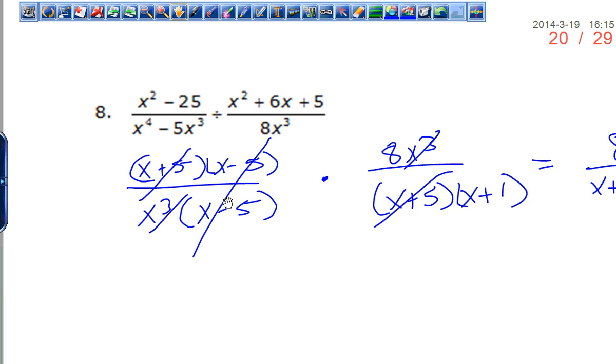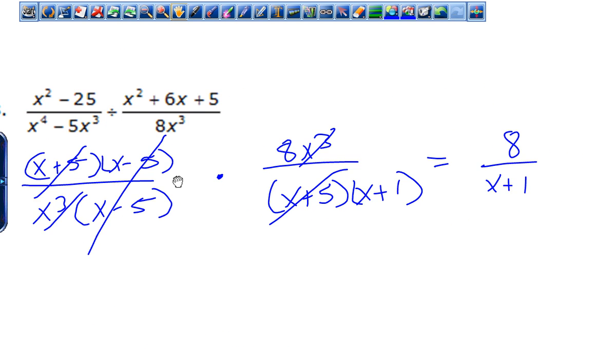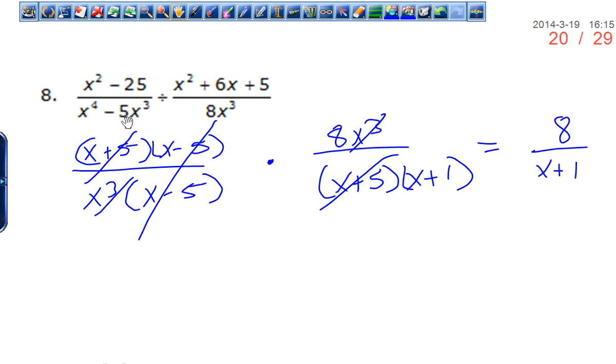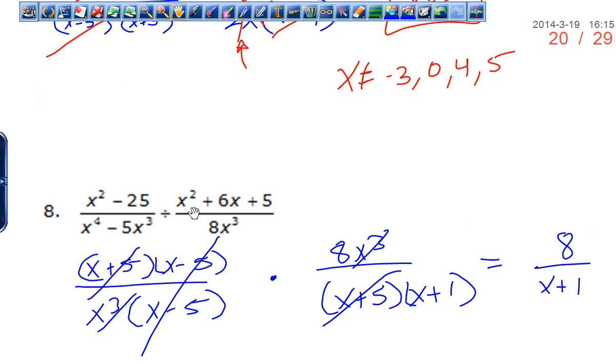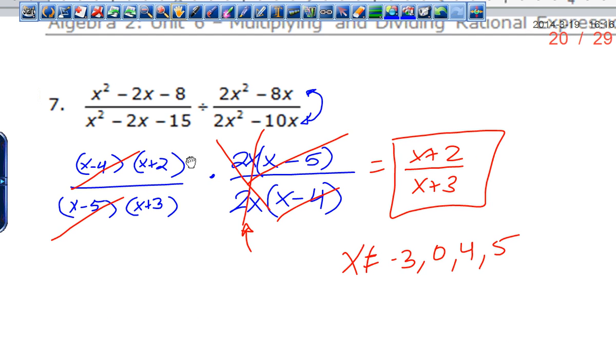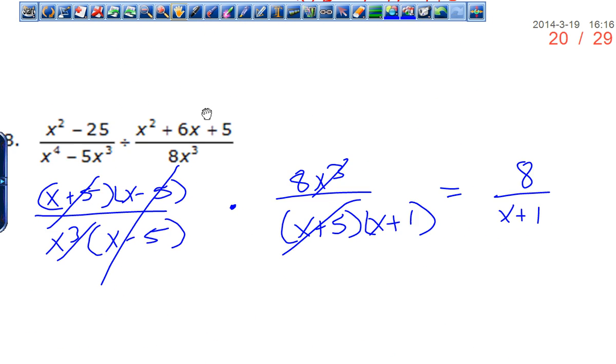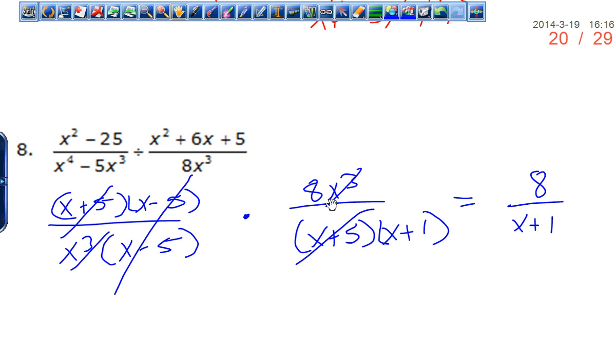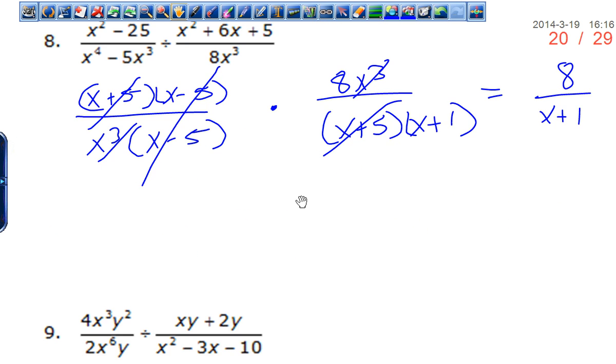Okay, let's see here. There's number 8. We have difference of squares there. We factor out an x cubed. Factor this, but remember we flip it. When we flip it, we get 8x cubed on top. Then factor that, everything cancels out except for the 8 and the x plus 1.